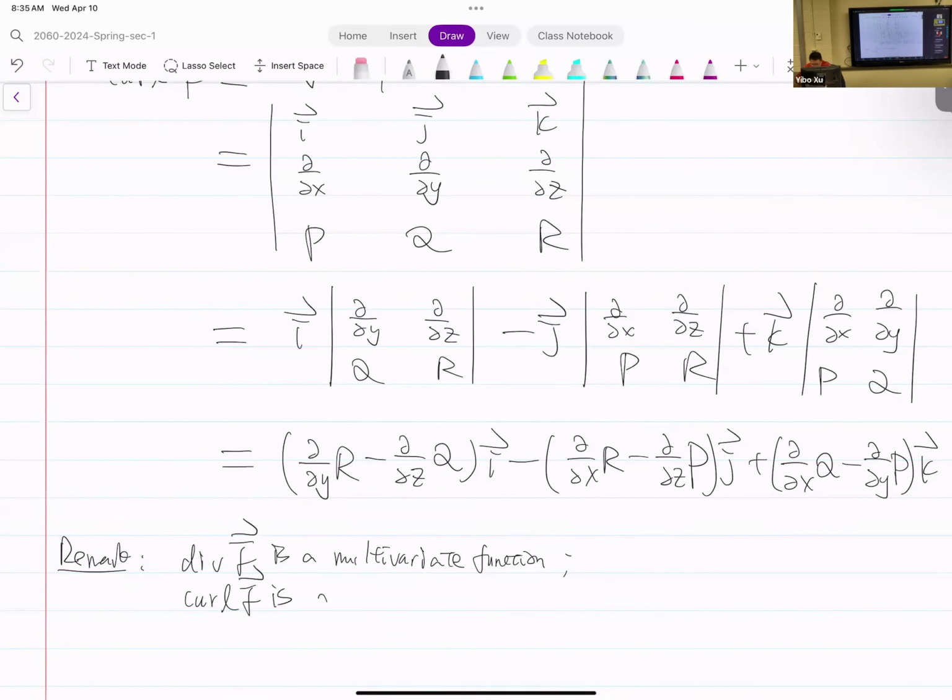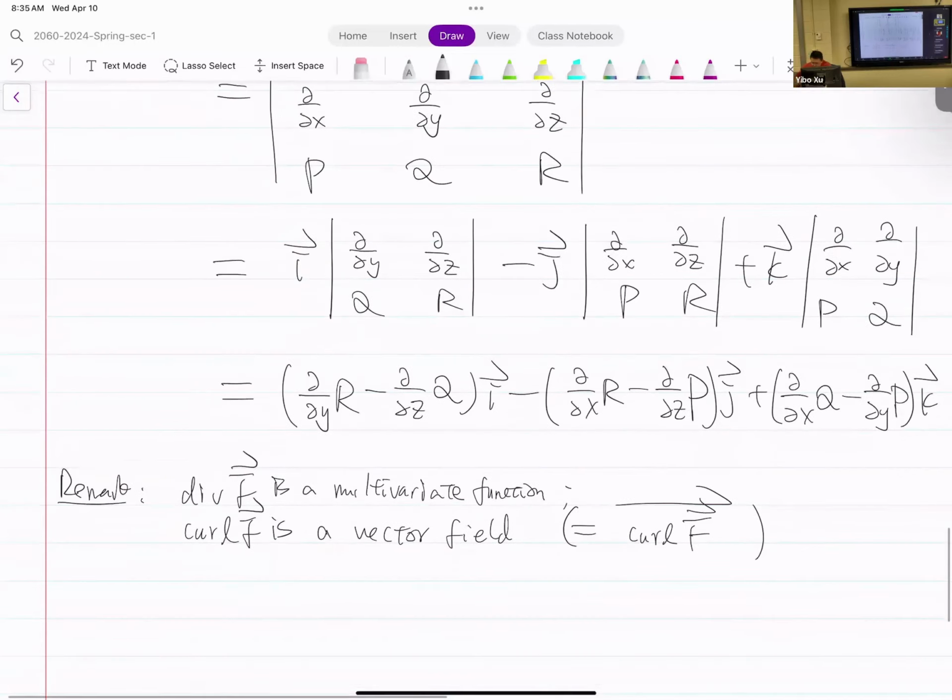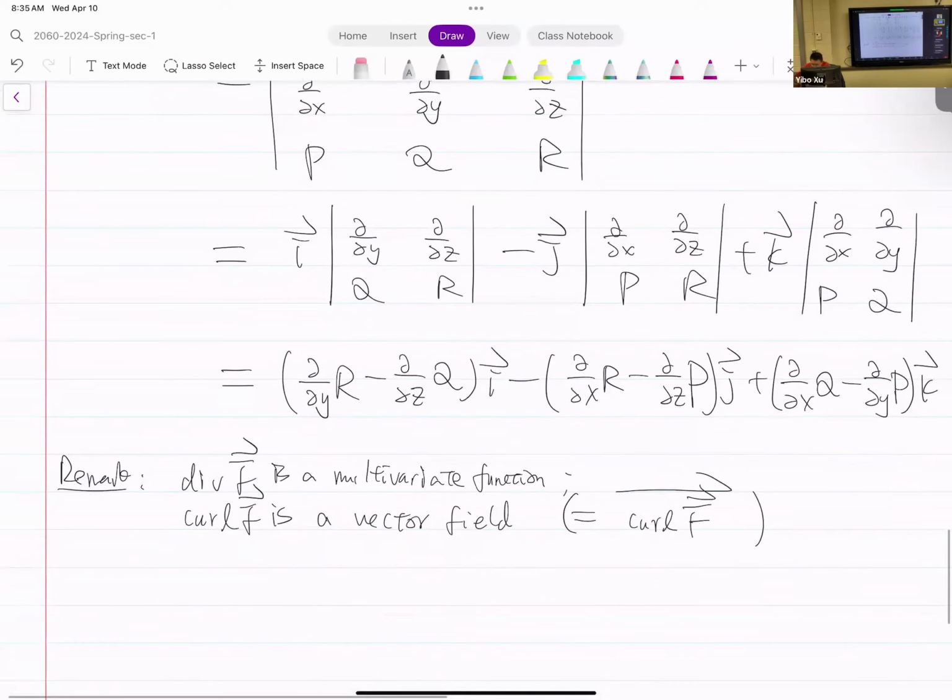The curl of a vector field is a vector field. So now that it's a vector field, we can put it down under another long arrow notation, which can be written as curl of F, the whole thing under the vector. It looks a little bit tedious, but if you want to emphasize that this is a vector field, that's the way you do it.